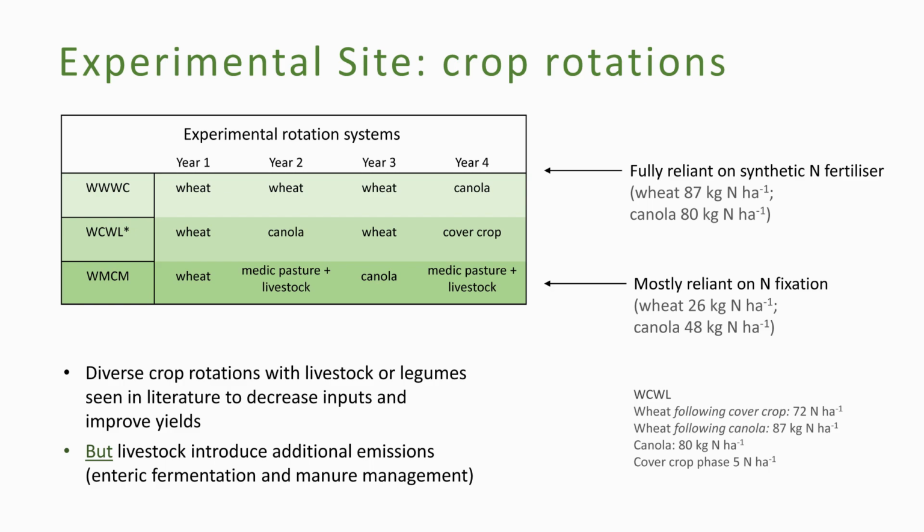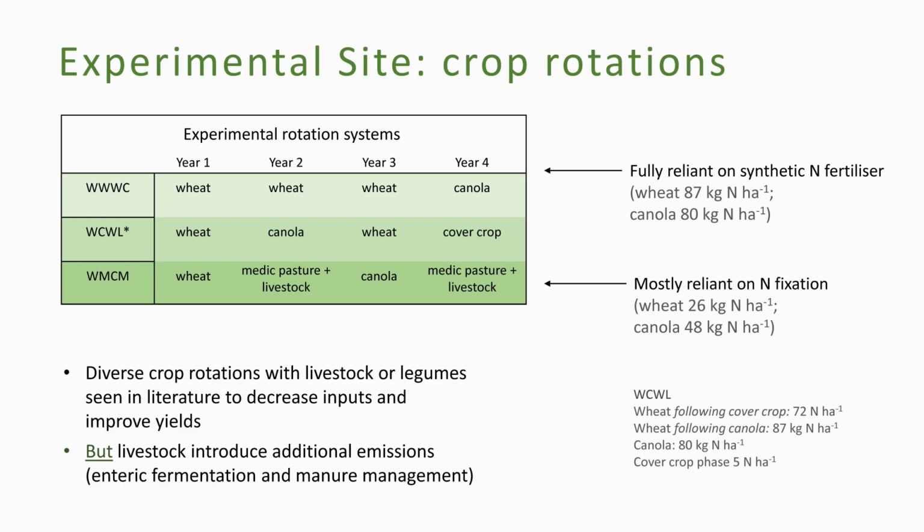The next system we also looked at was wheat, canola, wheat, and then a cover crop year. The cover crop year is a very diverse year. You don't harvest from it directly. You plant a mixture. In this case, it was a mixture of different grasses, forage grains, and also legume species.